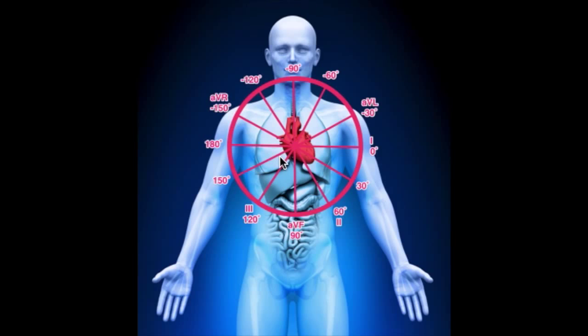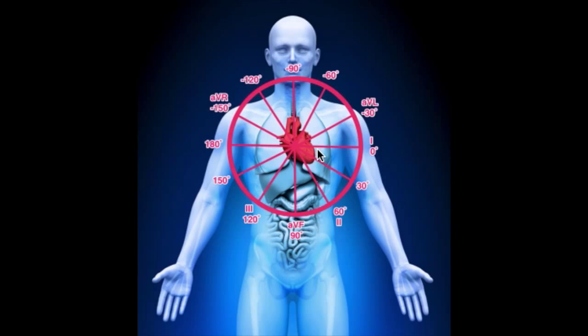Now, what's missing are the precordial leads. The precordial leads are also known as the chest leads. They're V1 through V6, and they give us more of a circumferential view of the heart, wrapping around the heart. They examine electricity as it moves anteriorly and posteriorly through the heart.